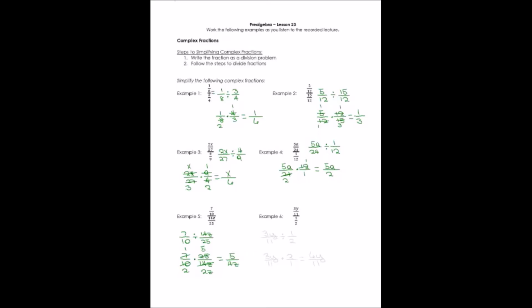Problem 6, I've got 3y over 11 divided by 1 over 2, which is, of course, 3y over 11 times 2 over 1. Nothing reduces or cross-reduces, so we multiply numerators and we multiply denominators, and 6y over 11 is our answer.